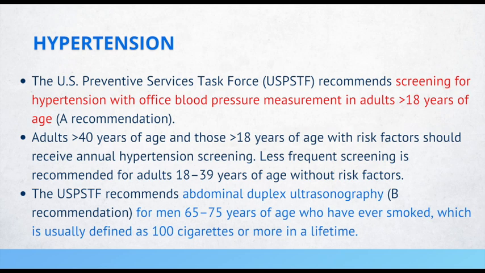Hypertension. The USPSTF recommends screening for hypertension with office blood pressure measurements in adults older than 18 years of age. Adults older than 40 and those greater than 18 with risk factors should receive annual hypertension screening. Less frequent screening is recommended for adults 18 to 39 without risk factors. The USPSTF recommends abdominal duplex ultrasound for men 65 to 75 years of age who have ever smoked, which is usually defined as 100 cigarettes or more in a lifetime.